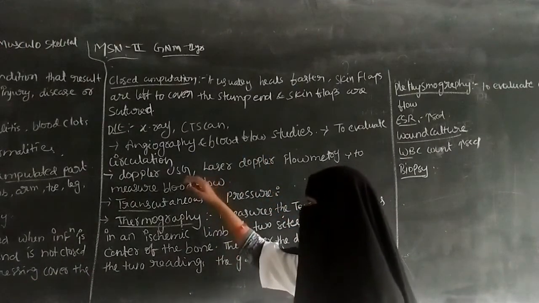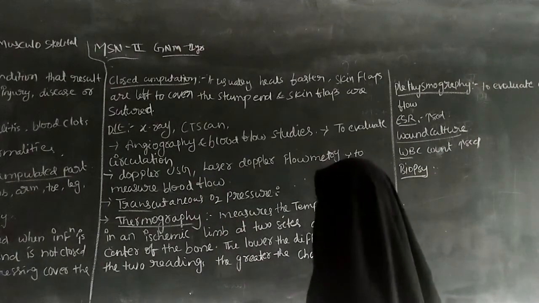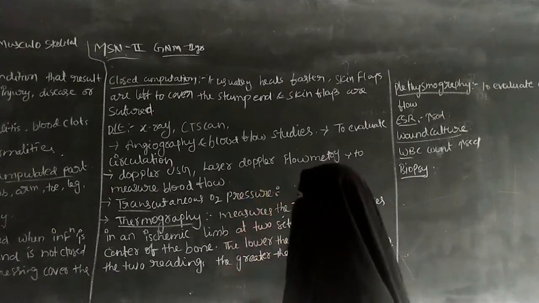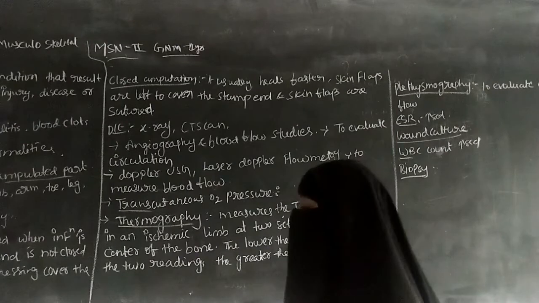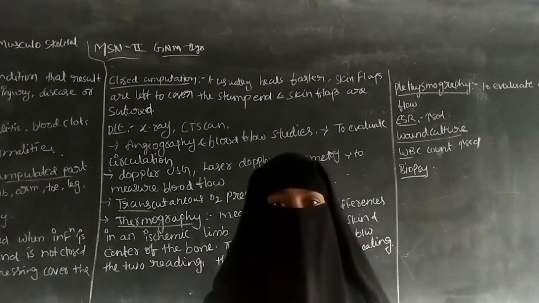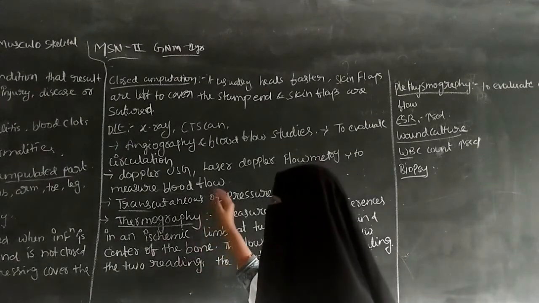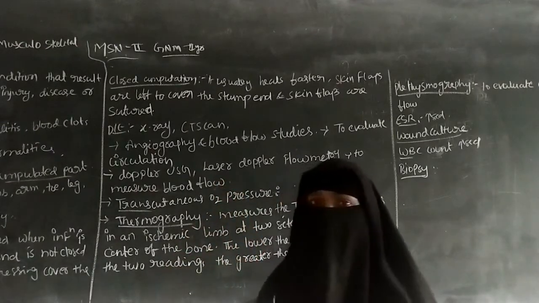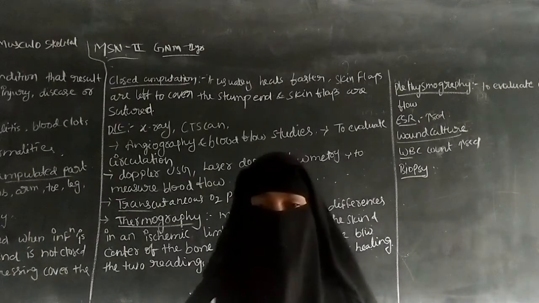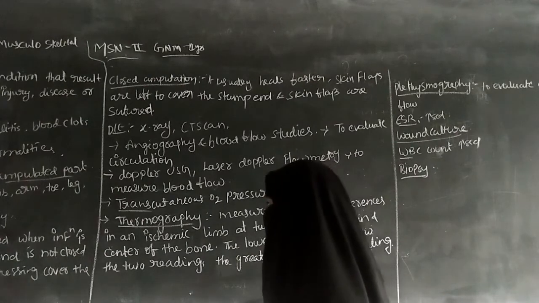And next one is Doppler ultrasonography and laser Doppler flowmetry. Doppler ultrasound and laser Doppler flowmetry can be used to measure the blood flow. Whether the blood flow to the affected part is good and sufficient or not can be identified by the Doppler ultrasound and the laser Doppler flowmetry. So, it can be used to evaluate the blood flow to the affected part.